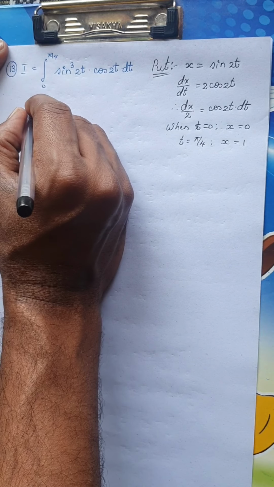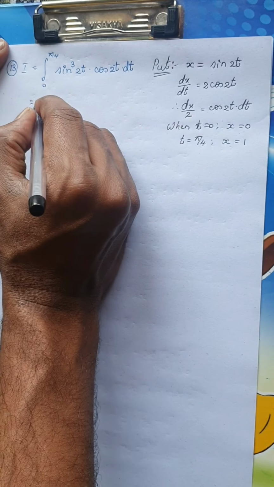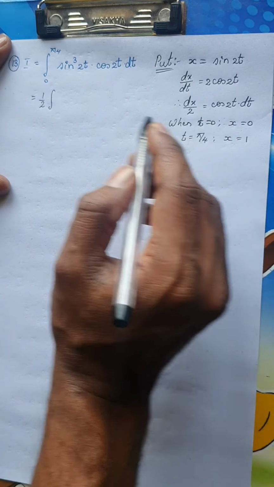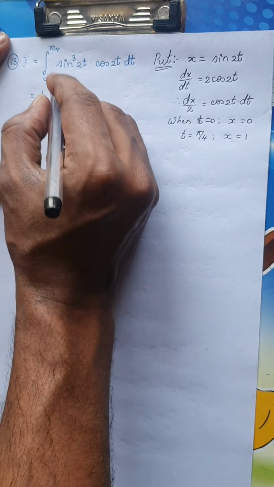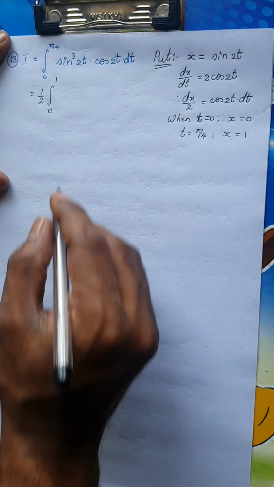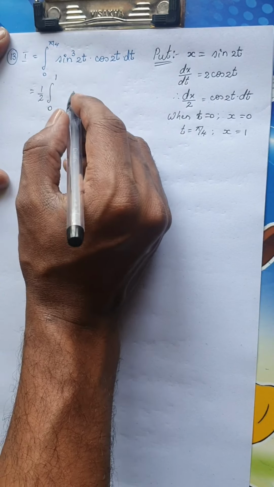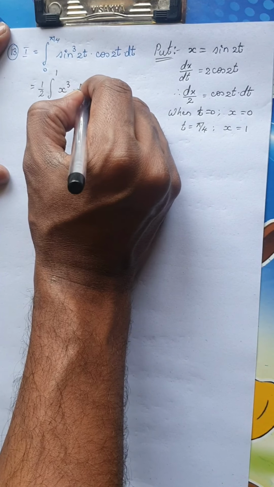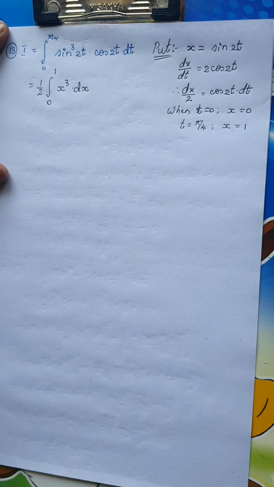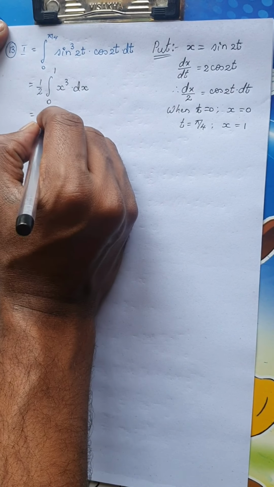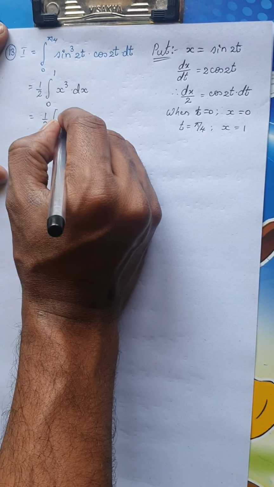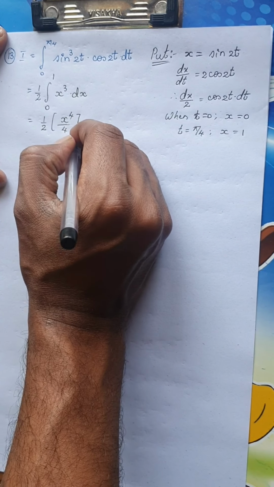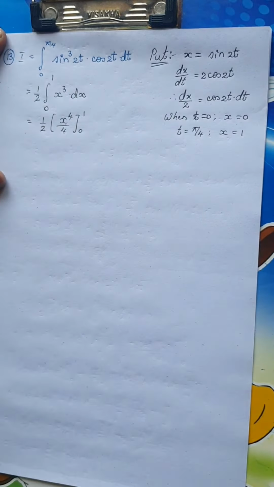So this can be written as, remember I have dx by 2, so 1 by 2 is kept as it is. The integral within the limits 0 to pi by 4 becomes 0 to 1. Now sine 2t is nothing but x, so this would be x cube into dx. This becomes a very simple integral. This is nothing but 1 by 2 into the integral of x cube, which is x power 4 divided by 4, within the limits 0 to 1.